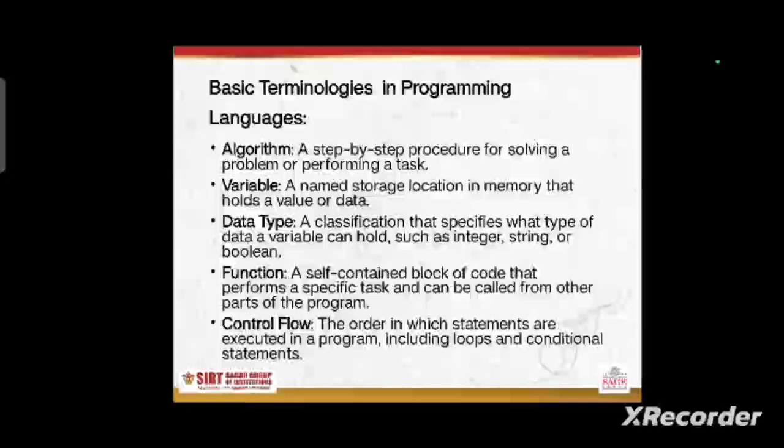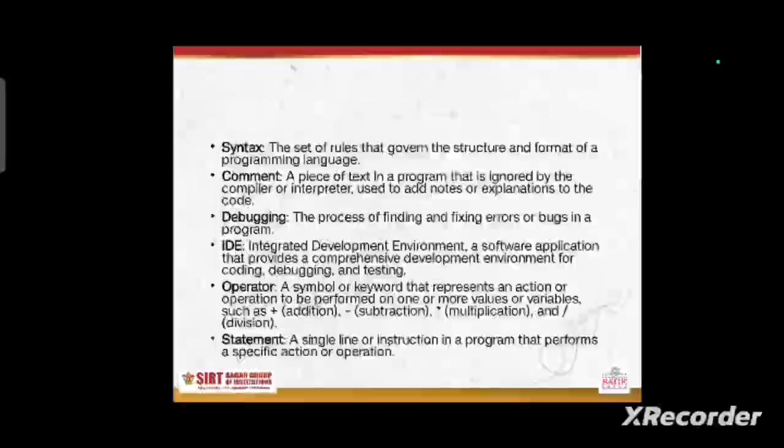Now the control statement: if we want to perform a task again and again, then we can use a control structure or control flow. Now in the syntax, firstly we will write a code, so we will call it syntax. Then we can write a comment as well. We will provide debugging, which will show the error message if the code is not correct. We can use the operators, we can use the statements.